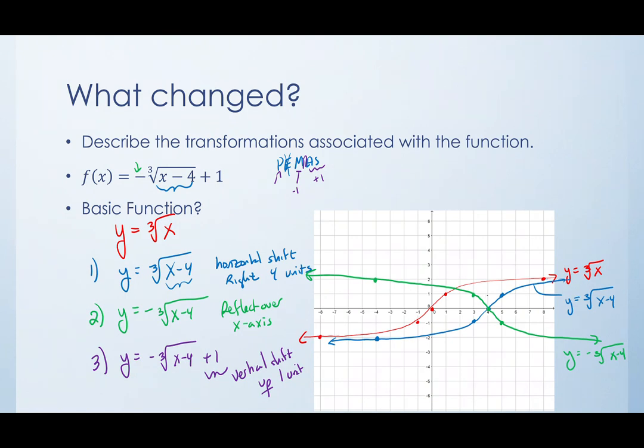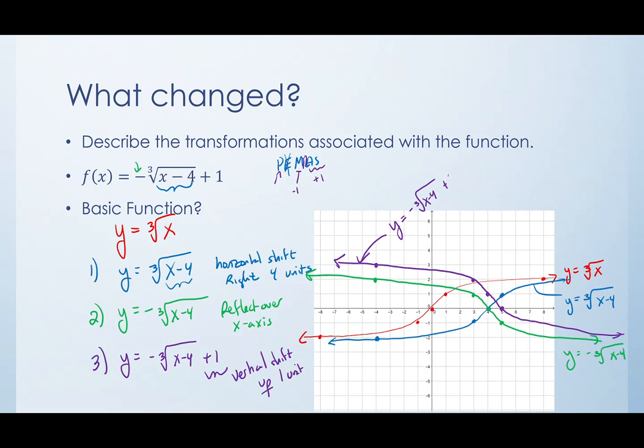So our 4, 0 is going to become 4, 1. Our 3, 1 is going to become 3, 2. Our 5, negative 1 is going to become 5, 0. Our negative 4, 2 is going to become negative 4, 3. And the point that's off the graph is still off the graph. So we'll just do that. And there is a pretty good approximation of the graph that we're trying to look at.